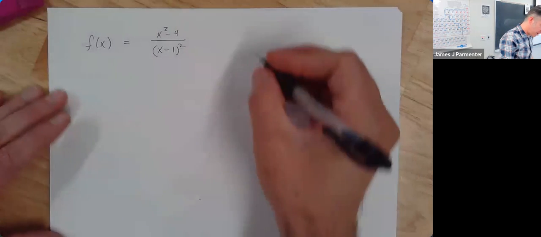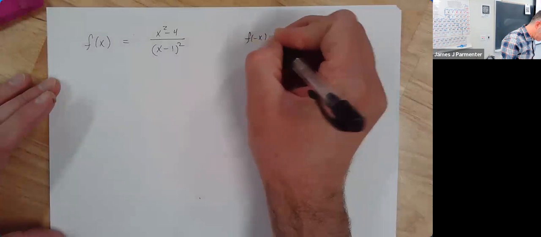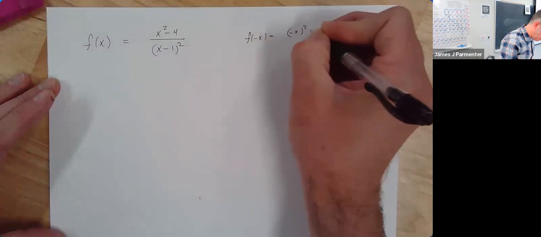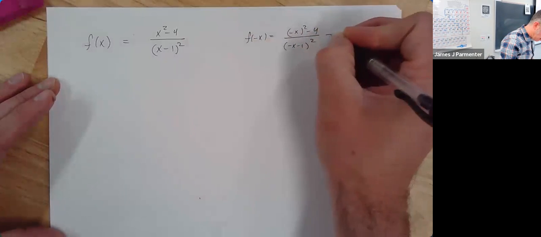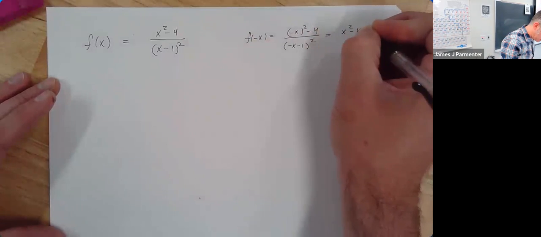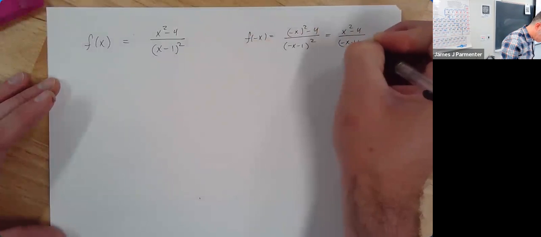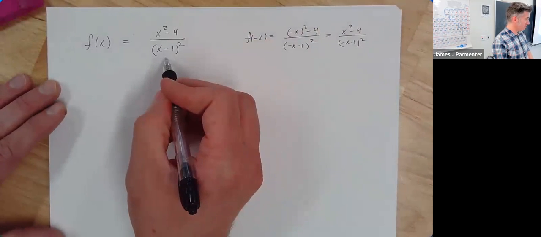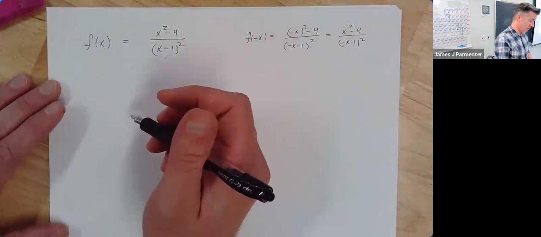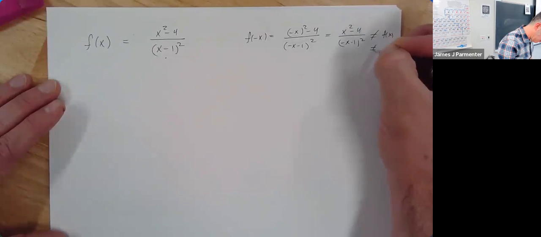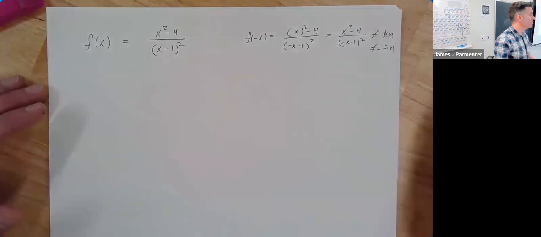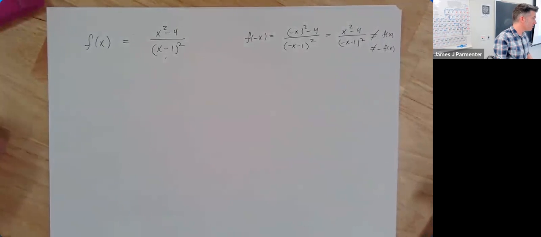Really, you should check f of negative x, which is equal to (negative x squared minus 4) over (negative x minus 1) squared. And that is completely different. It's not equal to the original function, and it's not equal to the negative of the original function. So it's not equal to f(x), and it's not equal to negative f(x). So no symmetries of note. Question?